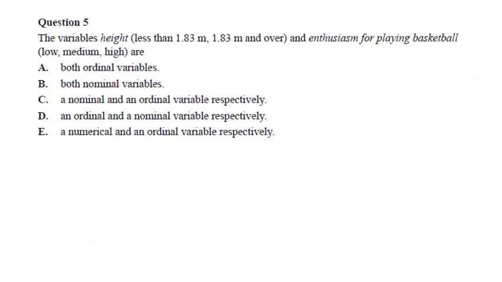Okay, so we've got two variables, height and enthusiasm for playing basketball, and they've given us the categories for each. So we've got less than 1.83, 1.83, and over. Now it looks like they're numbers, but they're not, because it's just three categories and they've got words in there. So they are not numbers, so it's not numerical, so we can rule out anything to do with E.